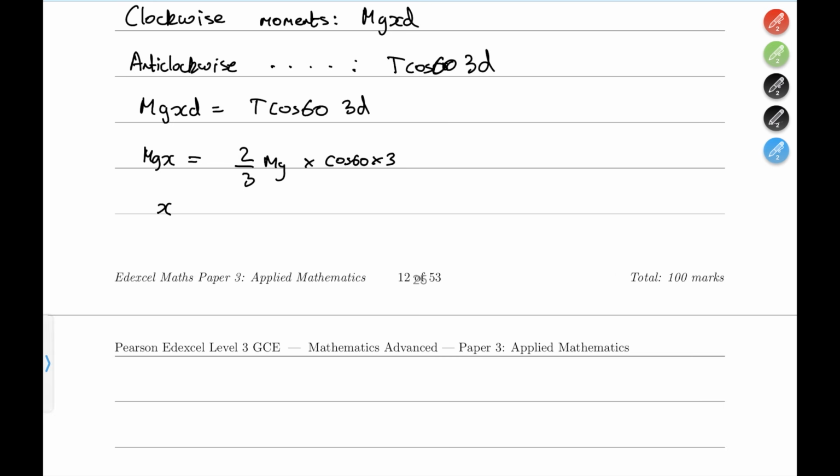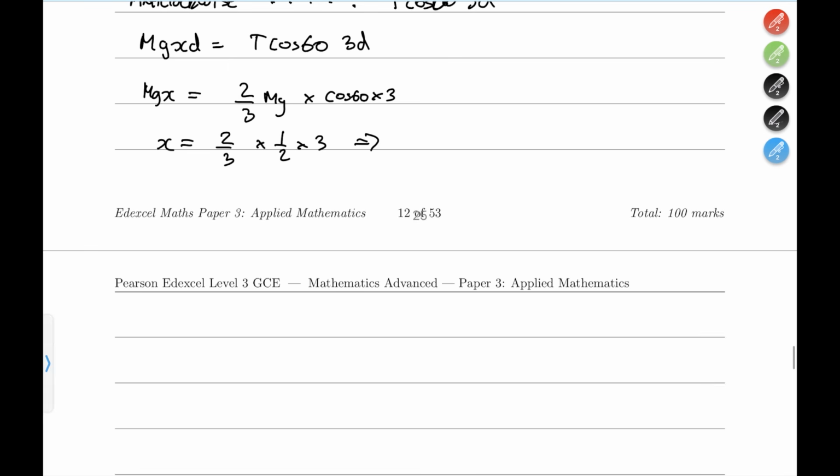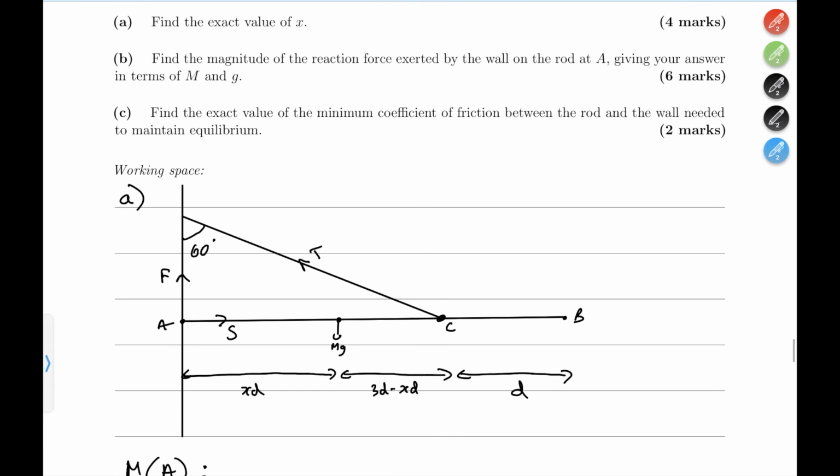So let's get rid of the mg's and simplify. So x equals 2 over 3 times a half times 3. So this is going to give us x equals 1. So that's our exact value. So we know that the center of mass is exactly d away from A.